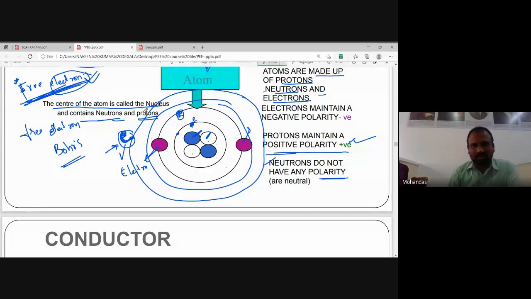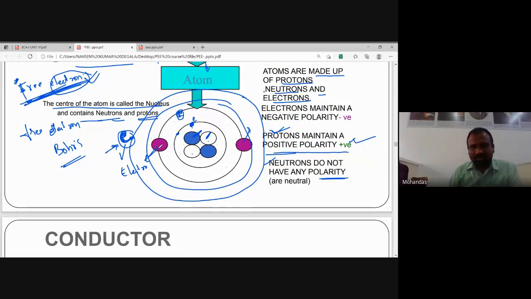An atom consists of a nucleus. The nucleus is the combination of protons and neutrons. Neutrons don't have any polarity and protons have positive polarity. So positive polarity exists at the center of the atom, and electrons are revolving in different orbits around the nucleus. Okay.